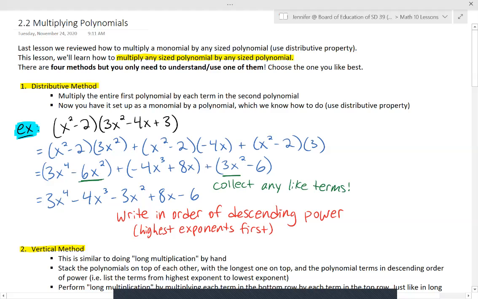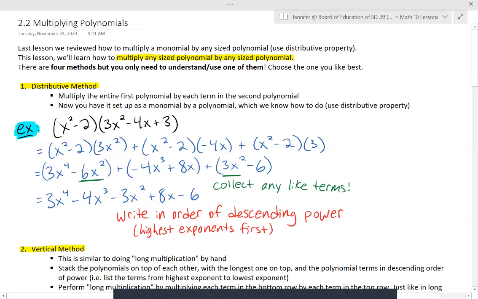Then I can do my multiplication like I already know how to do. So 3x squared times the first gives me 3x to the 4. 3x squared times the second gives me negative 6x squared. So I calculate each of these multiplications on their own, using the distributive property. Once I get to this step, I'm almost finished. I just have to collect any like terms for my final answer. So I've underlined those in green. The x squared terms can be combined to give me minus 3x squared.